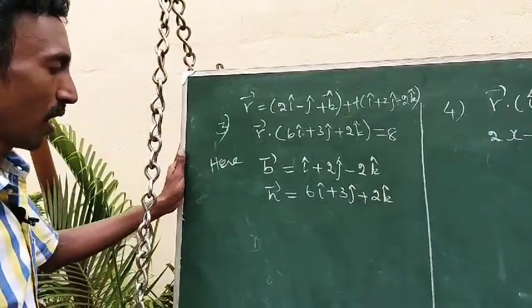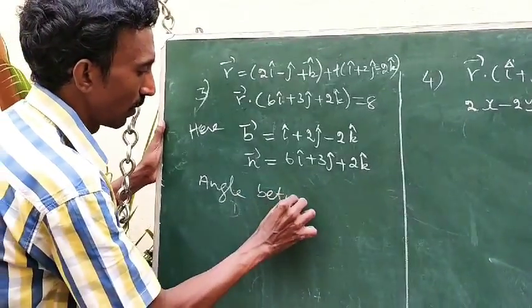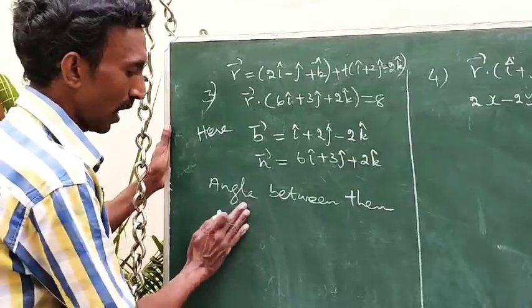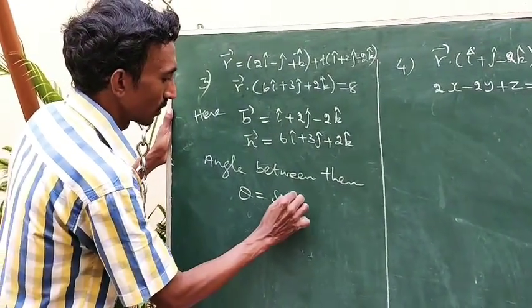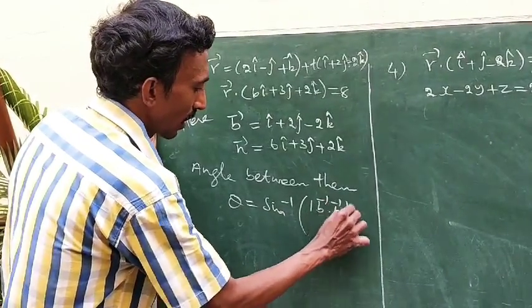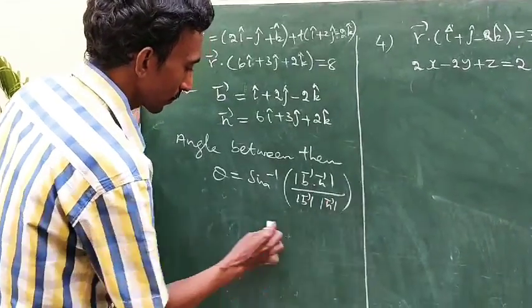So we know the formula for the angle between them, that means the line and the plane. So the angle between the line and the plane is theta equal to sine inverse of b vector dot n vector by magnitude of b into magnitude of n.